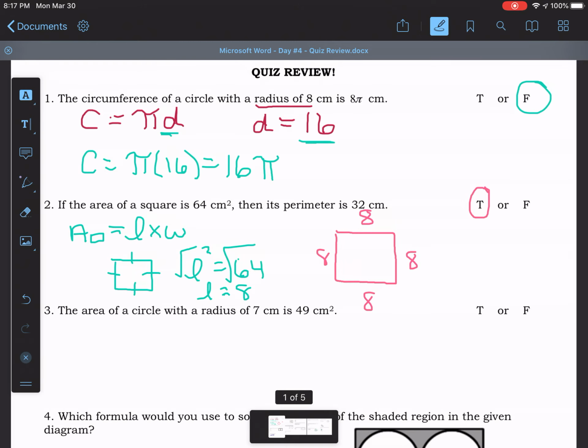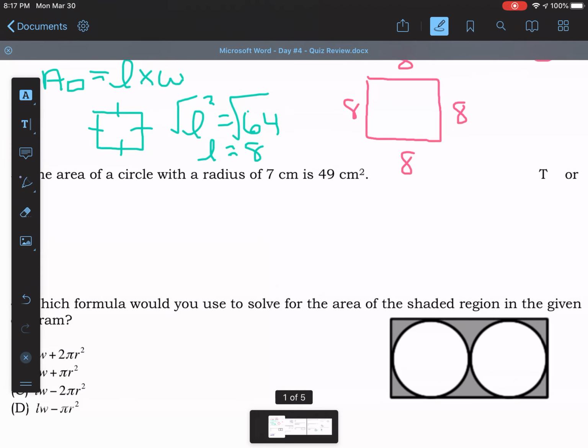And then on number 3, the area of a circle with a radius of 7 centimeters is 49 centimeters squared. I think this is a typo right here. I'm pretty sure I meant to type in 49 pi. Because without the pi, we know it's definitely not going to be correct. So, area of a circle is pi r squared. And so we're going to plug in our radius of 7.